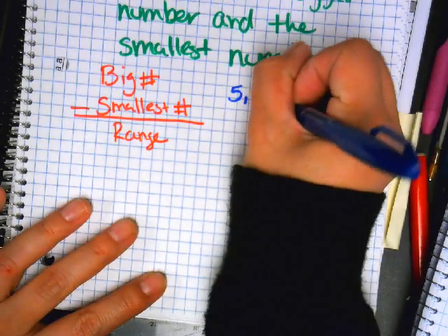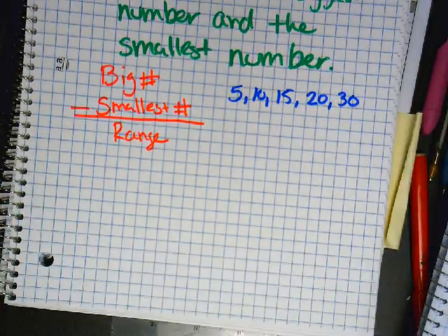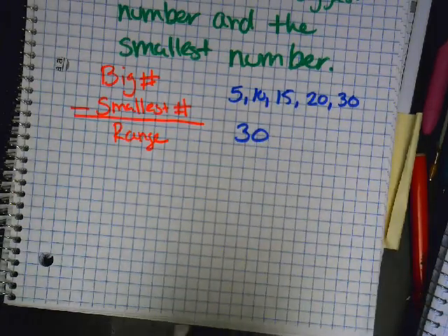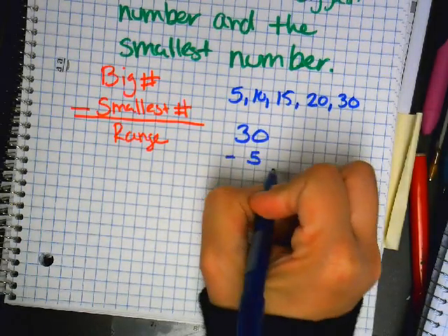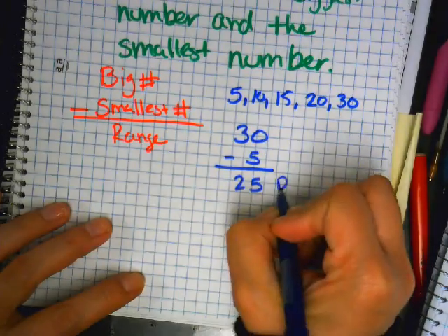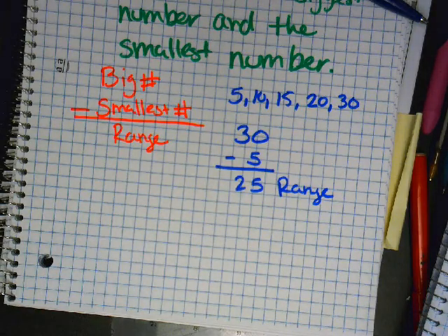All right, so if I have the numbers 5, 10, 15, 20, 30. Well, I only need 5 and 30. What's the biggest number? 30. 30 minus, what's the smallest number? 5. So what is the range? 25. The range is the difference between the biggest number and the smallest number.